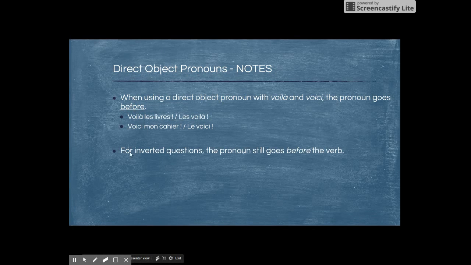Yeah? For inverted questions, the pronoun still goes before the verb. It's still going to follow our same rule. So, avez-vous vu ce film? L'avez-vous vu? Yeah, and our l'apostrophe is still going to go before our helper verb. So even though it looks kind of funky, right, it goes before our helper verb for passé composé. N'as-tu pas tes papiers? Ne les as-tu pas? So tes papiers, masculine plural, replaced by les. It needs to go before our verb still. Ne les as-tu pas, right? Don't you have them?